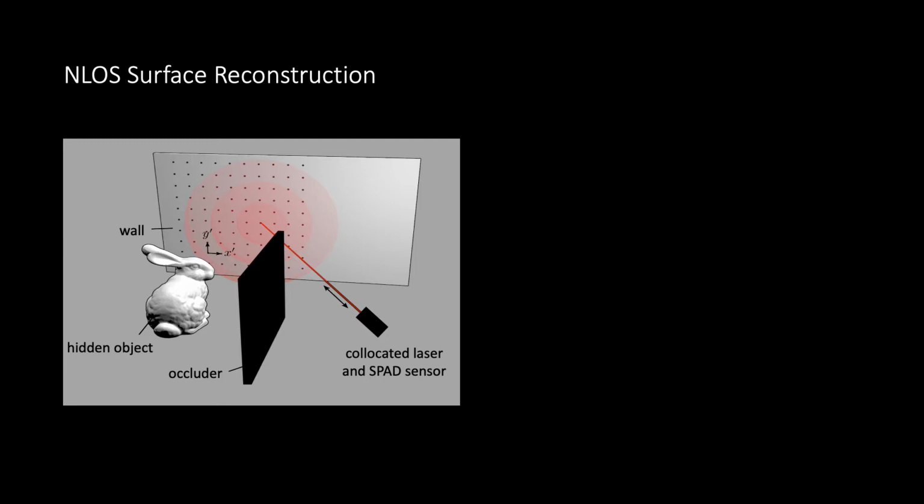The sensor measures the time it takes for a laser pulse to propagate to a wall, around the corner to the hidden object, and back. Reflected photons from each object are captured by the sensor over time. And by scanning multiple locations on the wall, the hidden object can be recovered.